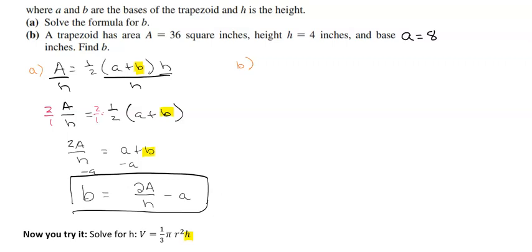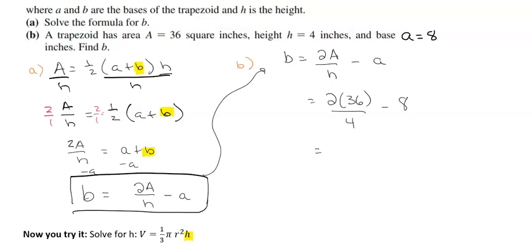So it's asking us to find b, which we just solved for. So we're just going to use the formula here that we already found. B equals 2 times the area over the height minus the base a. So we've got 2 times 36 over 4 minus 8. So 2 times 36 is 72 divided by 4 minus 8. 72 divided by 4 is 18 minus 8 is 10. So b equals 10, let's see, what was it, inches, 10 inches.